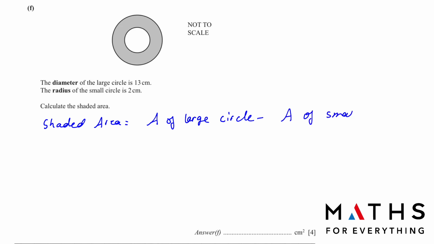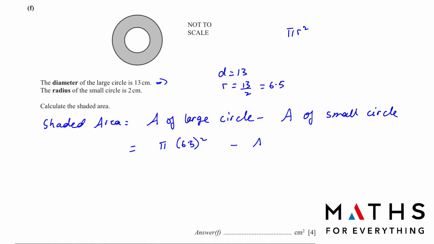I hope you know how to find the area. It is pi r square. Now for the large circle, the diameter has been given. Diameter is 13. So what will the radius be? 13 divided by 2, which is 6.5. So we will write here pi 6.5 square minus area of the small circle. We have already been given the radius, 2 centimeter.